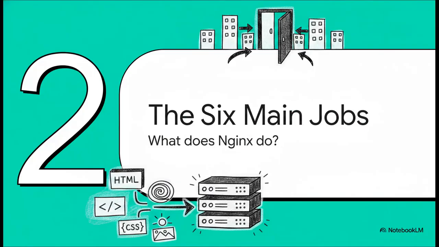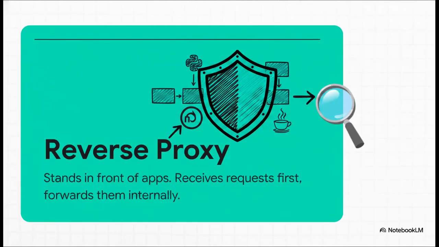Moving on to Section 2, the 6 main jobs. What exactly does Nginx do? All right, out of all its jobs, the reverse proxy is arguably the absolute most important concept you need to grasp. A reverse proxy is simply a middleman. Basically, Nginx stands completely in front of your backend applications, whether you're running a Python app, Node.js, Java, you name it. The user never talks directly to your app. No way. Instead, Nginx receives the requests first, completely hides your backend servers, handles all that complex security, and then forwards the traffic internally.